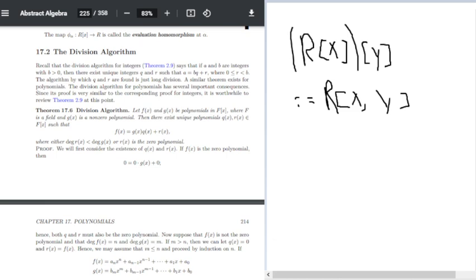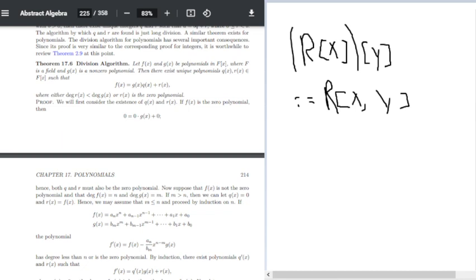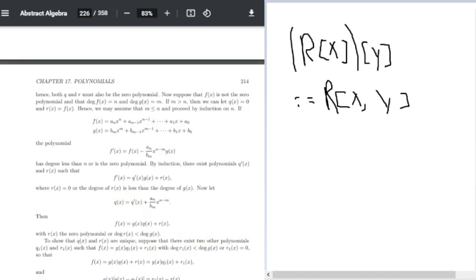So proof. We will first consider the existence of q of x and r of x. If f is a zero polynomial, then 0 is equal to 0 times g of x plus 0. Hence, both q and r must be the zero polynomial. Now, suppose that f of x is not the zero polynomial, and that degree of f of x equals n, and degree of g of x equals m. If m is greater than n, then we can let q of x equal 0, and r of x equal f of x. Hence, we may assume that m is less than or equal to n, and proceed by induction on n.